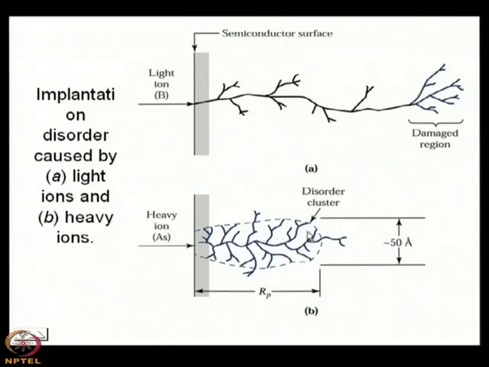But if there is a heavy ion, you will find that the damage will be from the onset of implantation, okay. You see that within this R_P, that means the projected range, the whole material formed a disorder cluster. And the thickness of that disorder cluster is not less, so far as the semiconductor dimension is concerned, it is 50 angstrom. It is 50 angstrom, so it is not very less.